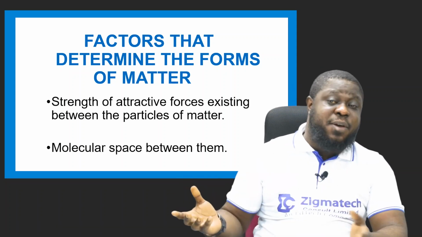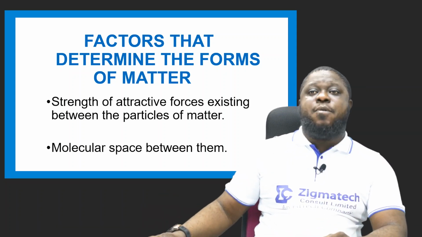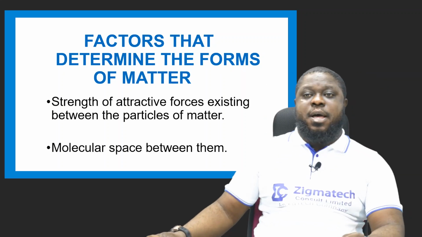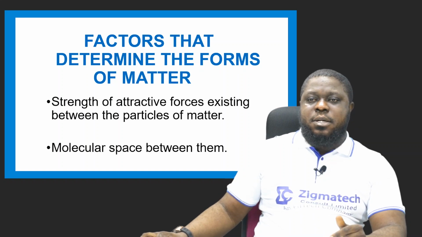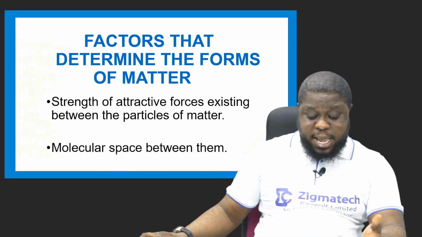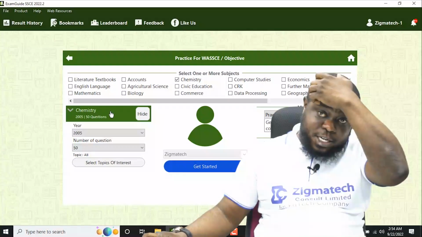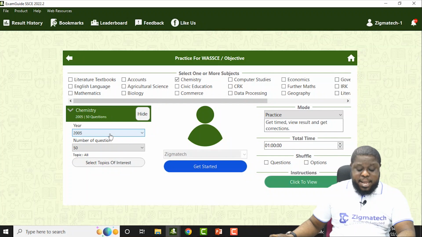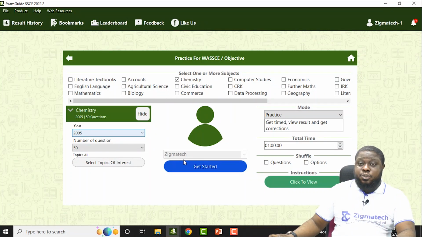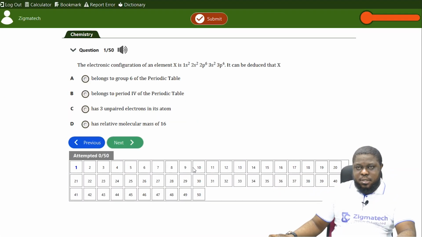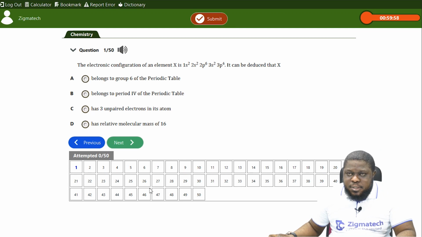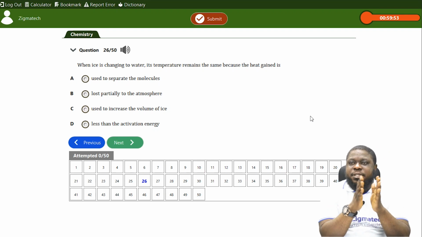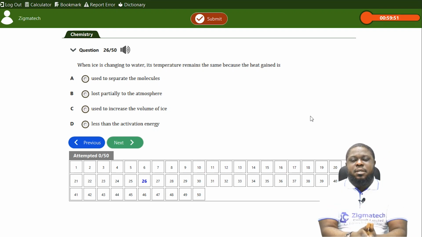the gas will spread out indefinitely. Now we've come to the end of this section, but before we leave, I think we should use the exam guide to quantify what we have learned and how to go about this particular lesson. Now, we are in exam guide year 2005, question 26. They said, when ice is changing to water, its temperature remains the same because the heat gained.